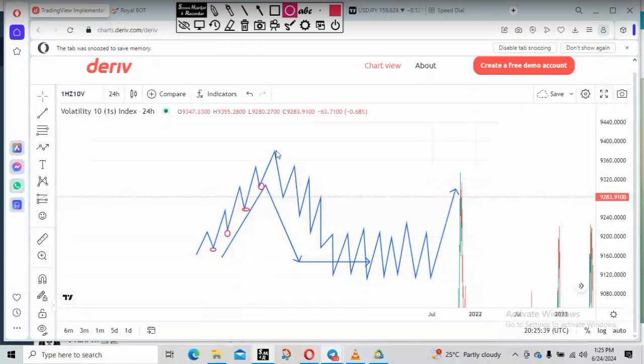Now when you are selling, you want to sell high on top of this place here. That's where you want to sell. You want to sell at this high point.